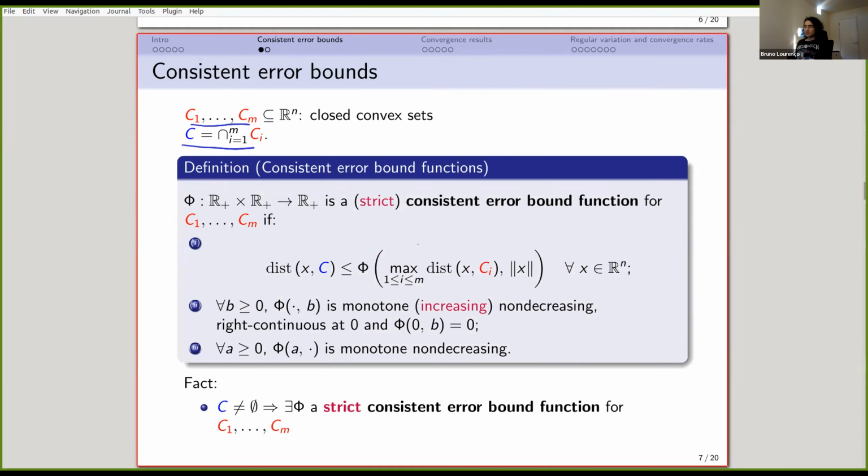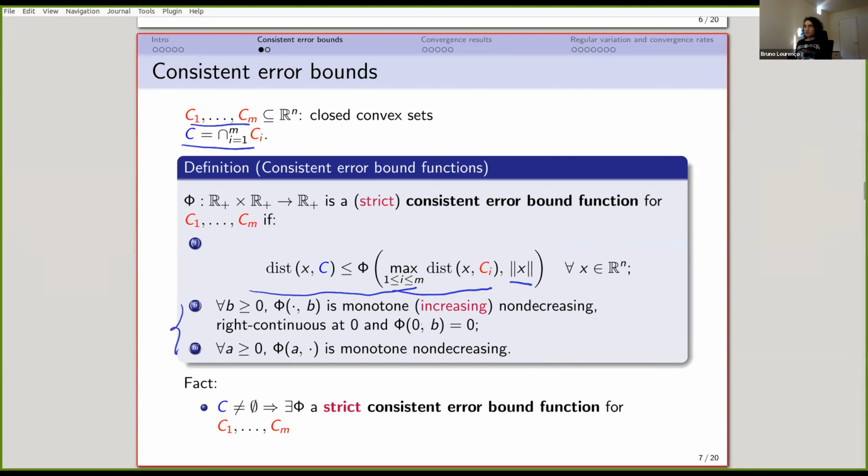Essentially, what it does is this: it receives the maximum of the individual distances and the norm of the element, and outputs a valid upper bound to the distance to the intersection. So this is the key property. The other two properties are important, but they are here for some technical reasons.